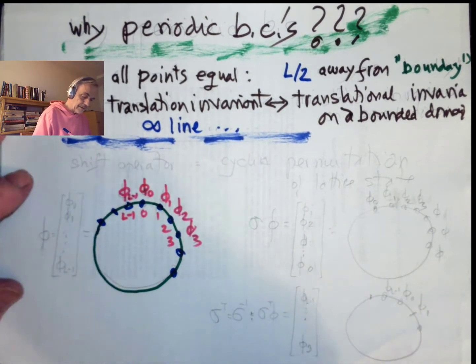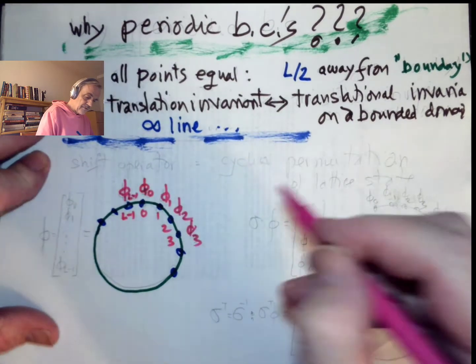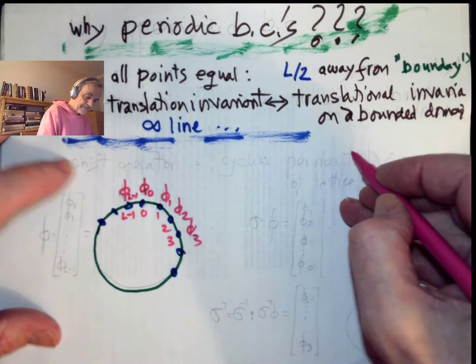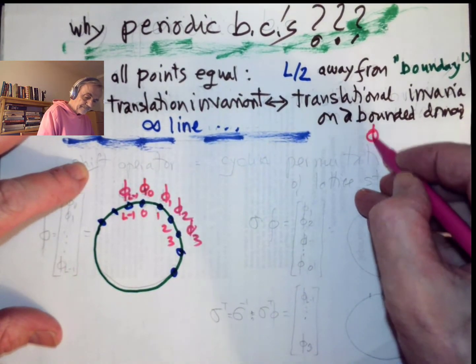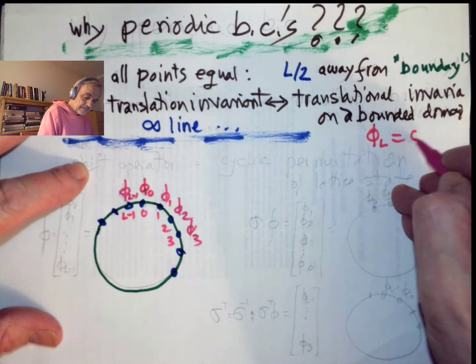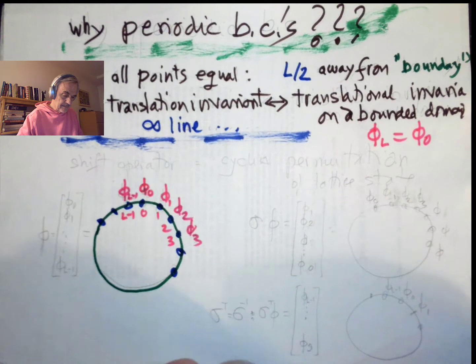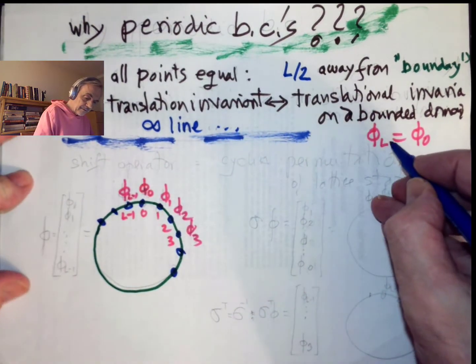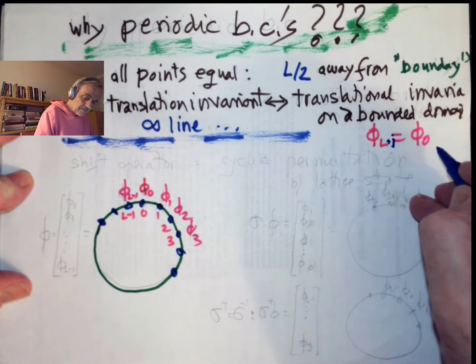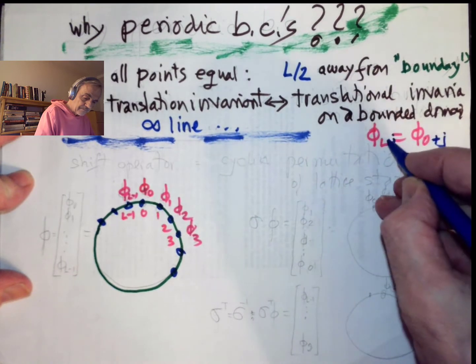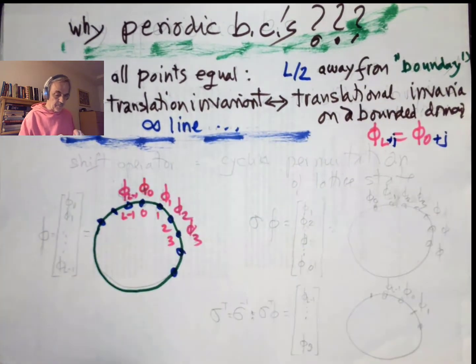So periodic boundary means that f of L equals f of 0. But not only that, if I move it by j points, they also agree because I'm just on a circle. So once I've gone around all the way, everything repeats.